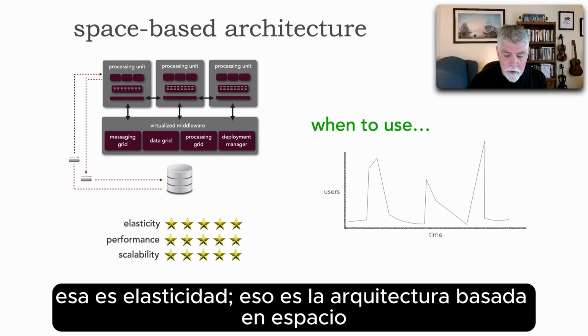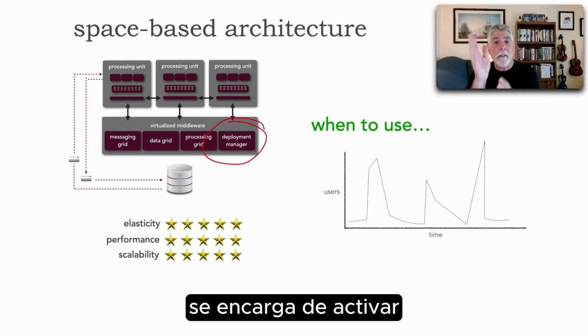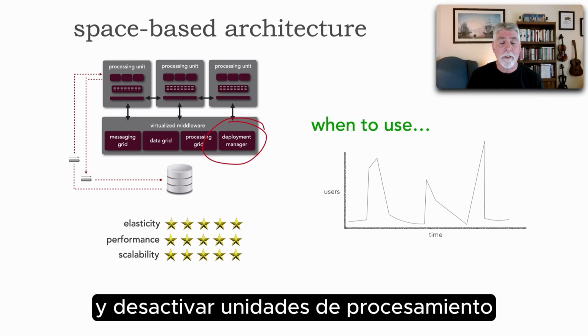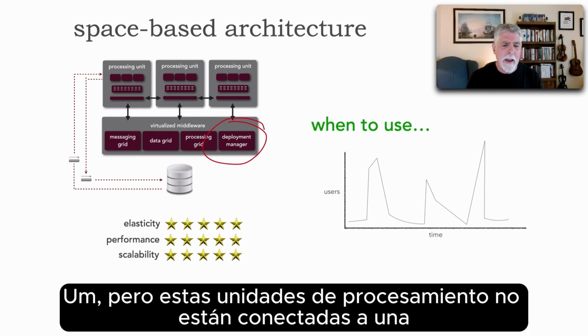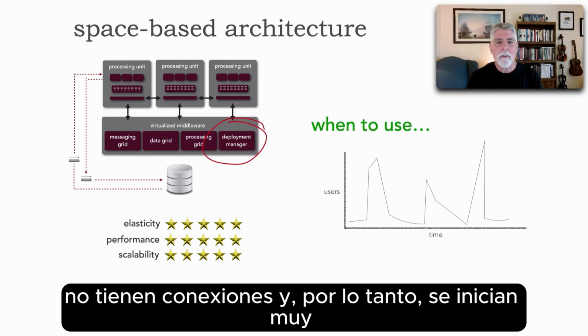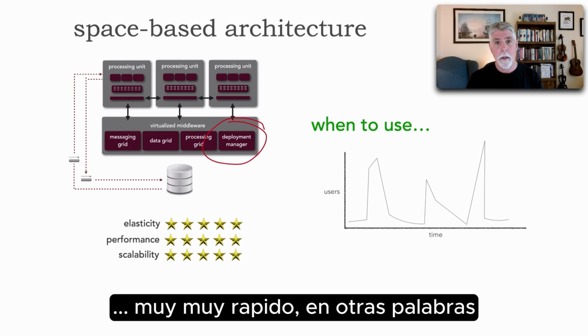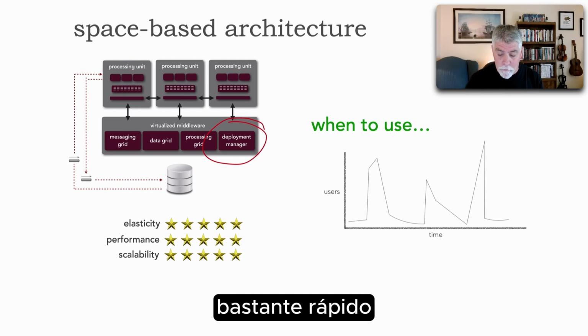That's space-based architecture. You see, this deployment manager here in the virtualized middleware takes care of spinning up and tearing down processing units, which is why it works really well in cloud-based deployments. But these processing units are not connected to a database. They don't have connections. And so they start up very, very quickly. In other words, their mean time to start is fairly fast.